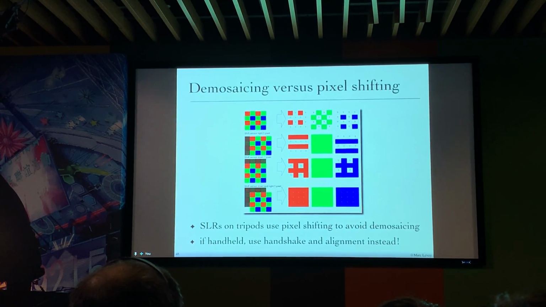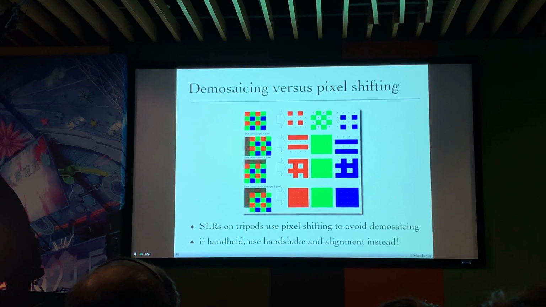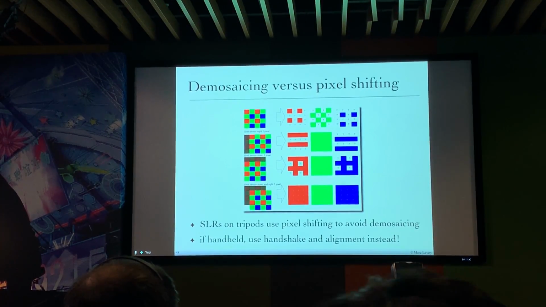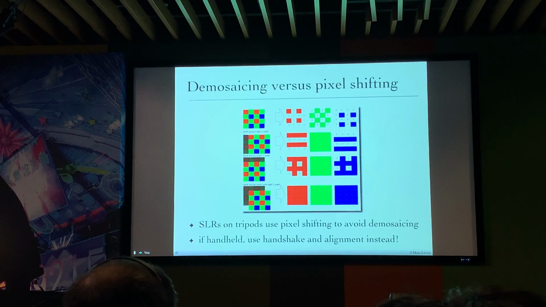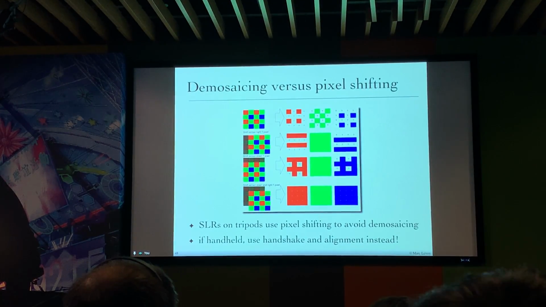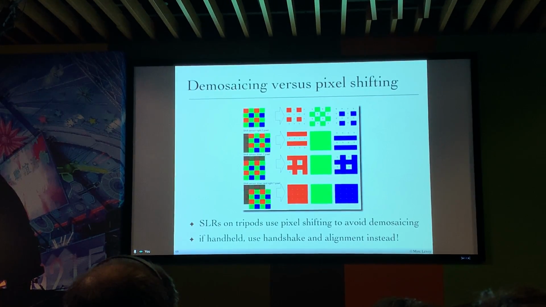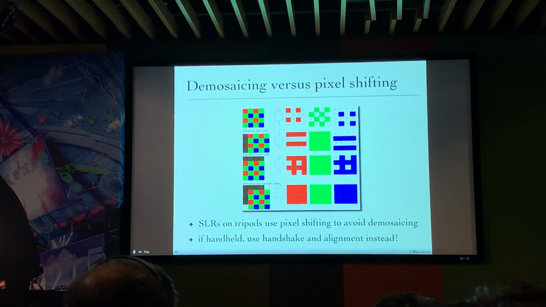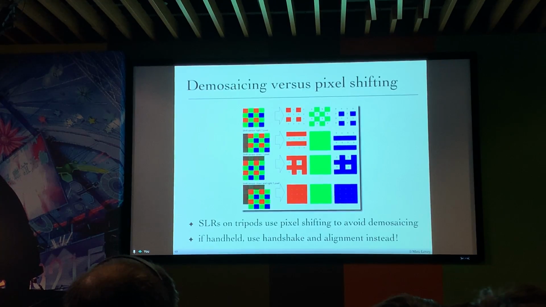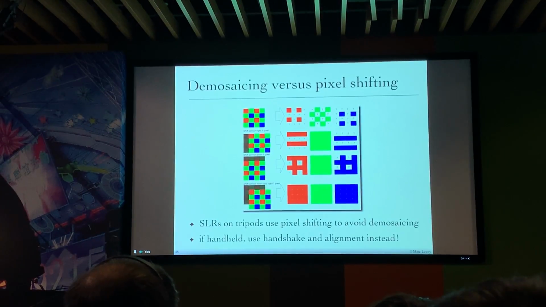So you could get around this by taking the camera and shifting to 4 different positions. And that would give you a red and a green and a blue at every pixel. Some cameras, if you put them on a tripod, can do this so-called pixel shifting. On a Sinar camera, it's called microstepping, but it requires a tripod. What we've done is we've used that same idea handheld.